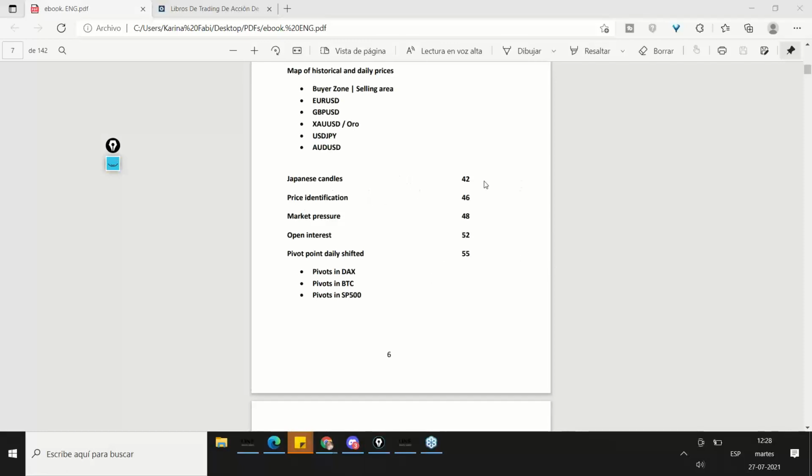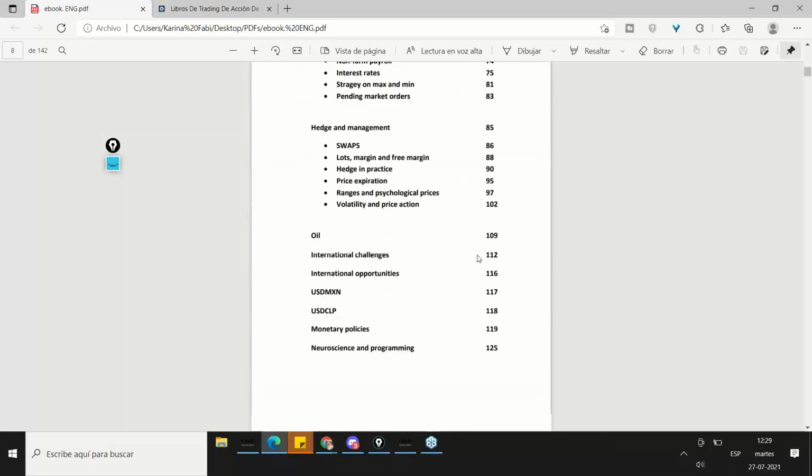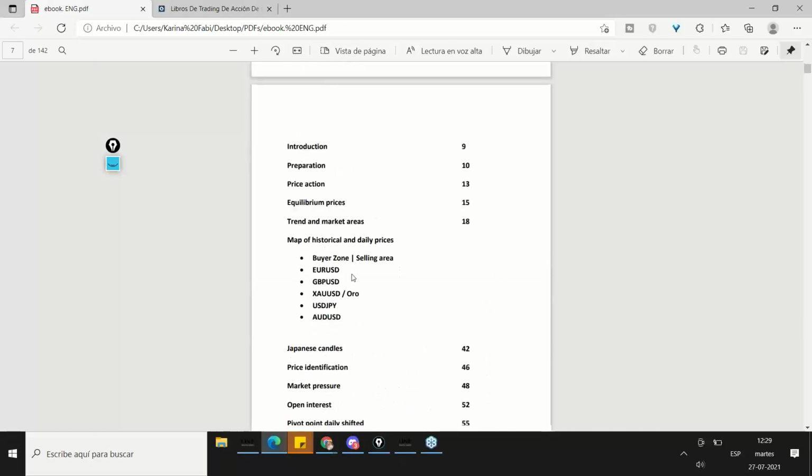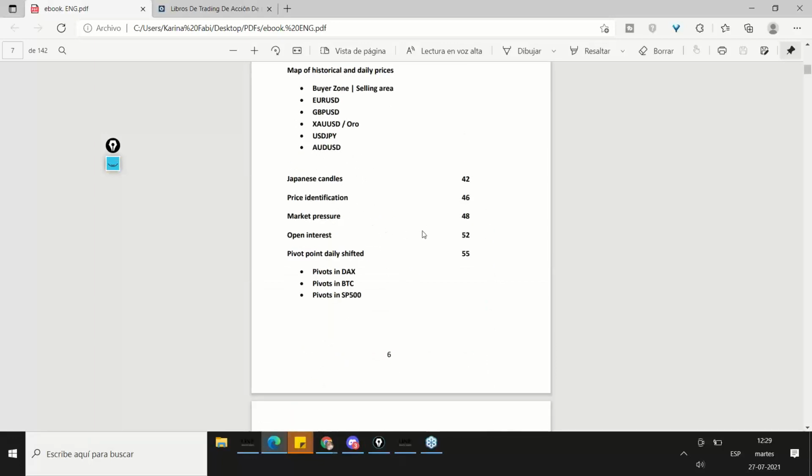Okay, so I'm going to go to page number 46, which is price identification, and we're going to talk about how you finally get to identify buy prices, sell prices, and all of that. We already talked about all these topics. Candlesticks is not something we talk too much about, but it's only for you to know how to support the prices and the entries using the candles. That's all you need them for.